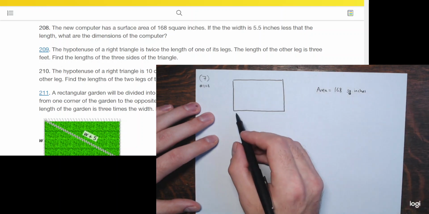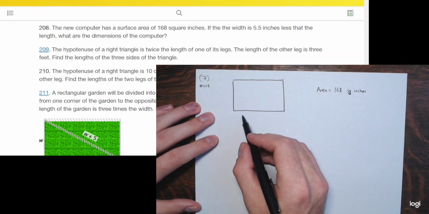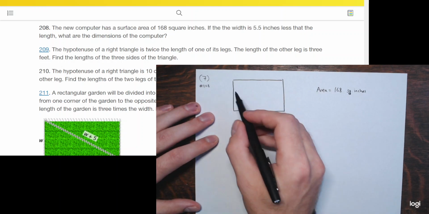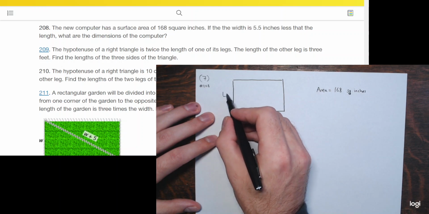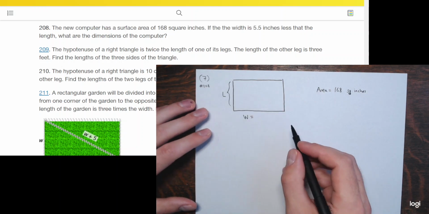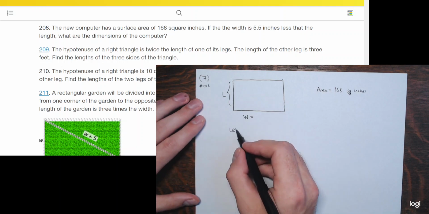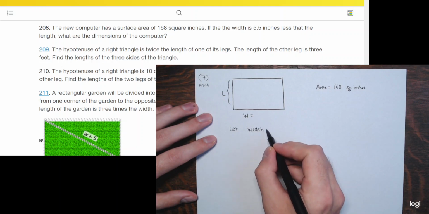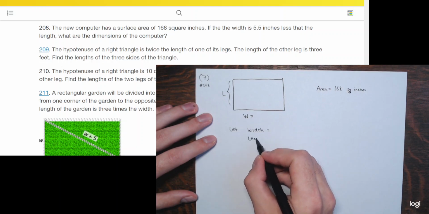And it has a width and a length. I'll say W for width, L for length. But I don't want two variables though, right? So I'm going to let the width and length be represented by some expression.